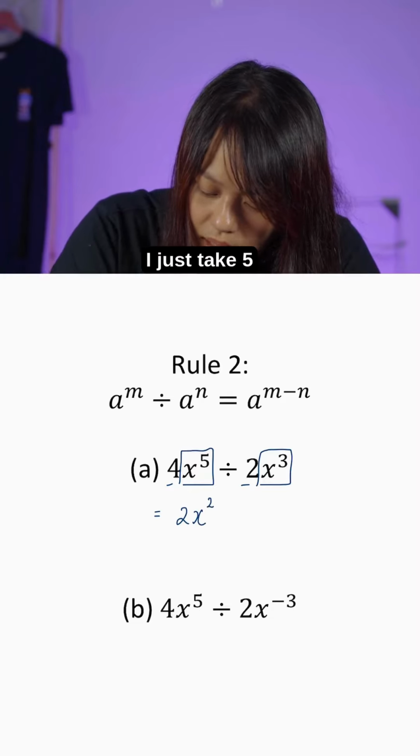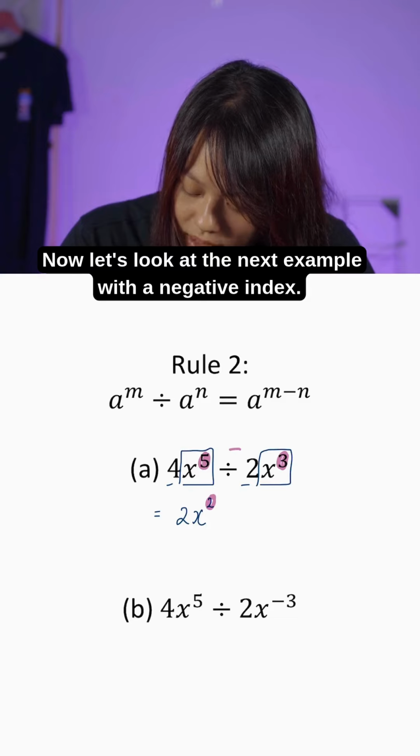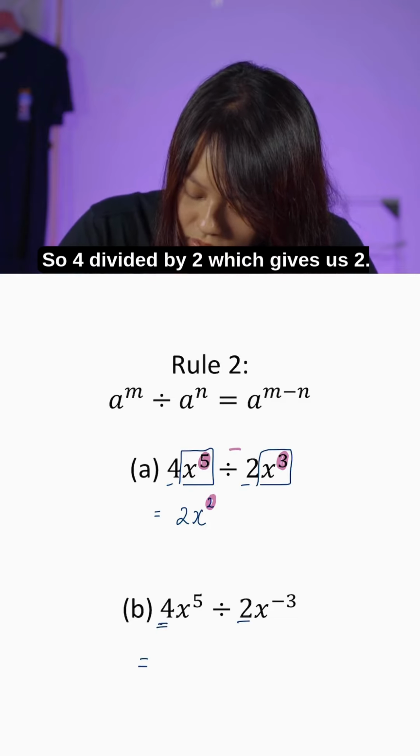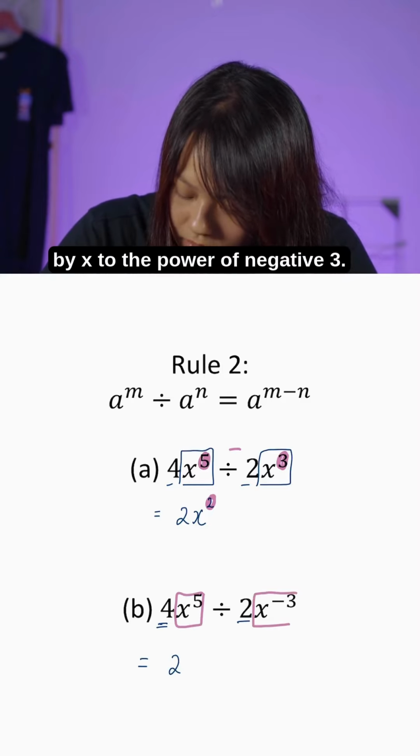So how did I get 2? I just take 5 minus 3, which gives us 2. Now let's look at the next example with a negative index. We'll deal with the numbers first. So 4 divided by 2, which gives us 2. And next, x to the power of 5 divided by x to the power of negative 3.